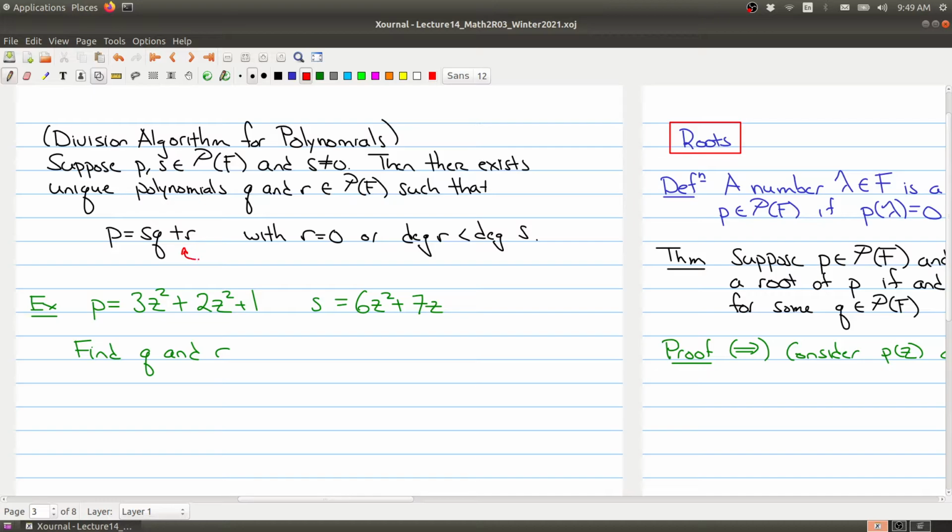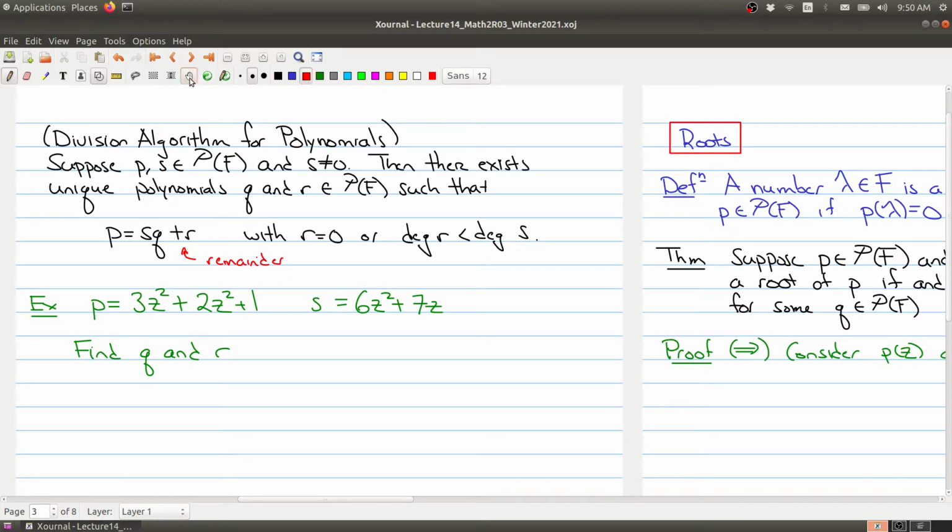And this r here is usually called the remainder. It may look a little strange. This may be the first time you've seen it expressed this way, but you have seen this. In high school and in calculus, you've learned how to divide one polynomial by another. What this division algorithm statement is saying is that when you do the long division of polynomials, you will get the q and the r, and you will only get one possible q and r.